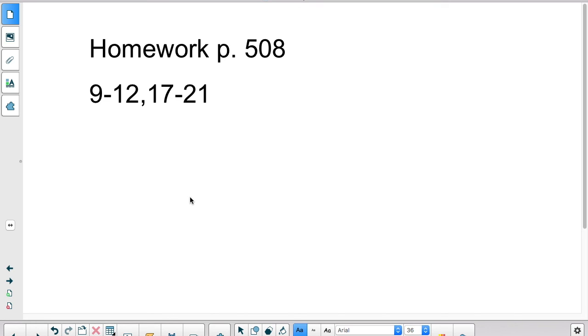So the homework assignment for 7.41 is going to be on page 508. You're going to be doing problems 9 through 12 and 17 through 21. Now for 9 through 12, you're just writing the partial fraction decomposition in terms of a, b, and x. So you're not actually solving for the values of a and b, you're just splitting it up. For 17 through 21, you're going to split it up and solve. And you don't have to check your answer for this. You just need to at least get the partial fraction decomposition.